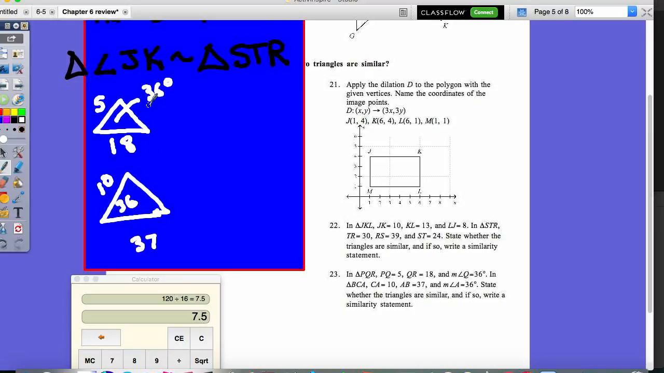No, these are not similar, because 5 to 10 is not congruent to 18 over 37.